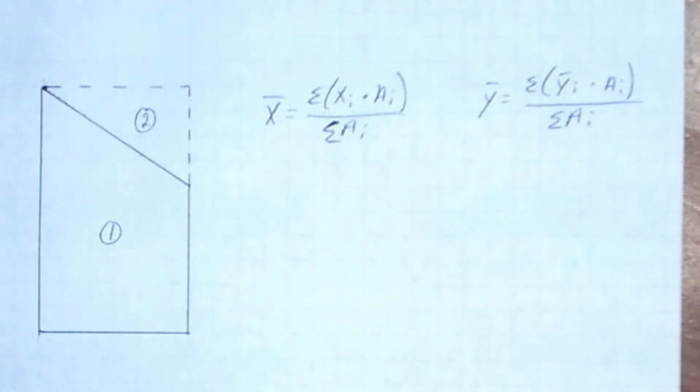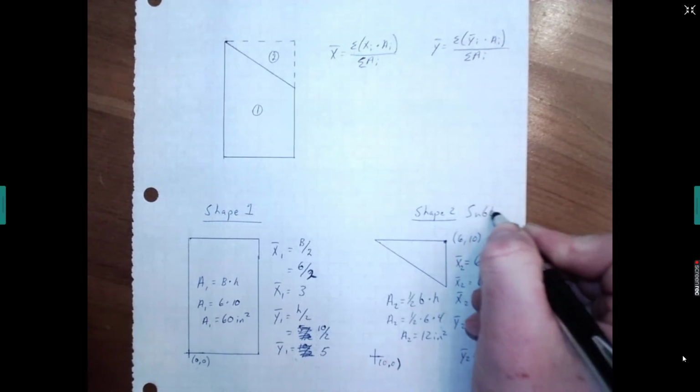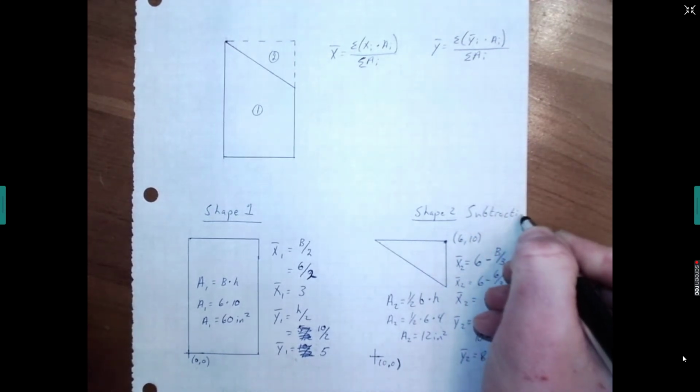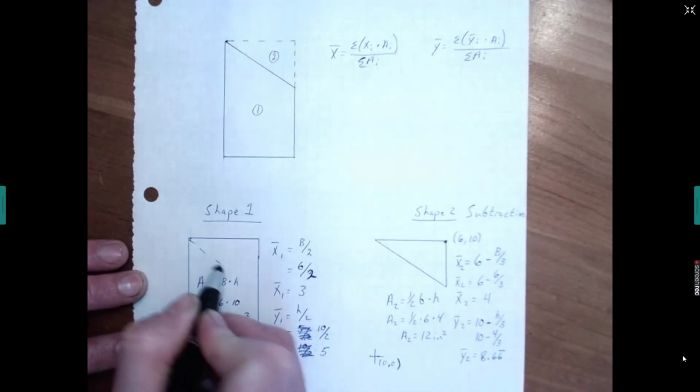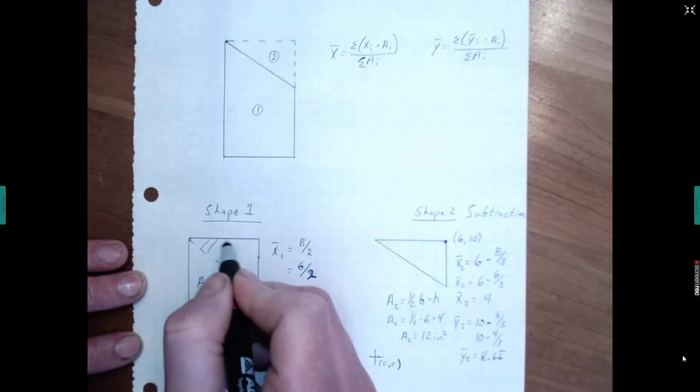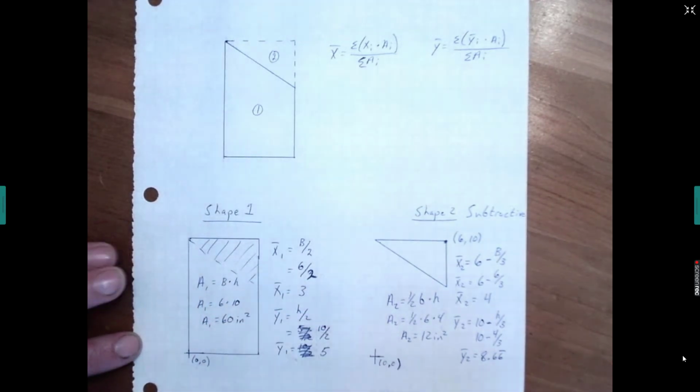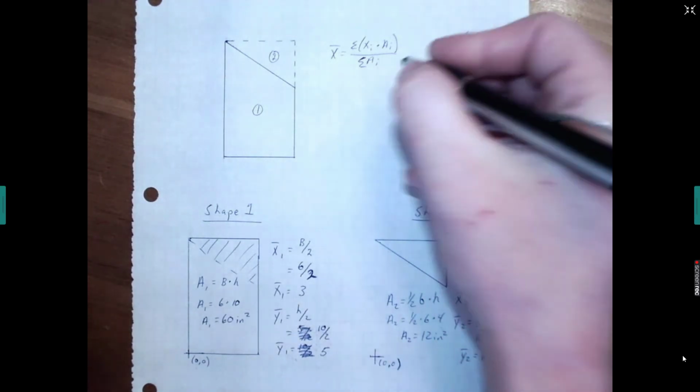Now, sum of is a little bit deceiving when we start using the subtractive method. Remember, shape 2 is subtractive. We are subtracting shape 2 from shape 1. So if we look at shape 1 here and we draw in the triangle, we are taking shape 2 away from shape 1. So since we're taking it away, even though the formula is sum of, we're actually going to subtract x2 times area 2, and we're going to subtract area 2 on the bottom. So that looks kind of like this.